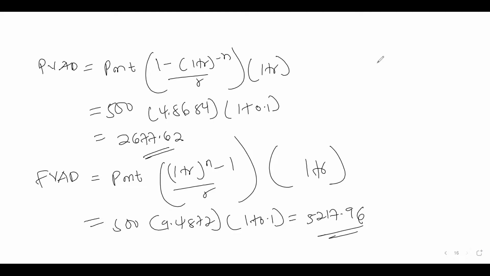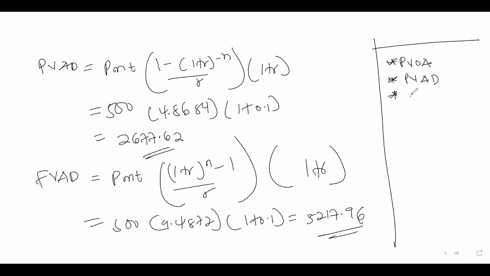So in sum, these are the things we've learned on annuities: present value of ordinary annuity, present value of annuity due, present value of a growing annuity, future value of ordinary annuity, future value of annuity due. These are the 5 things we've learned on annuities.